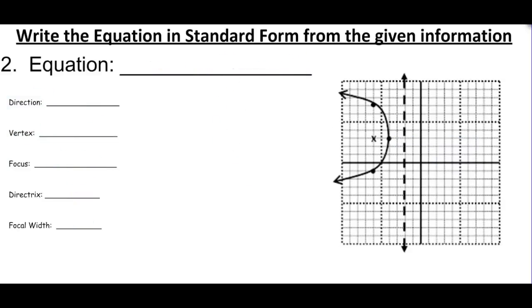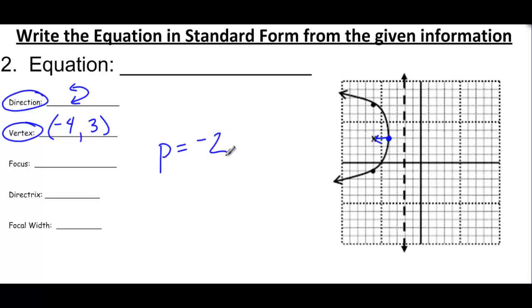In example 2, I'm just going to concentrate on the three pieces I need. I need to know the direction, the vertex, and our p-value. So can I get that easily from the graph? Well, I know it faces left, and because it faces left, that tells me the p-value is going to be negative. The vertex I can just count is (-4, 3), and I can find the p-value by counting. I'm going to go from the vertex. It takes 2 steps to get to the focus, so it's a 2, but since it's left, it's a -2.